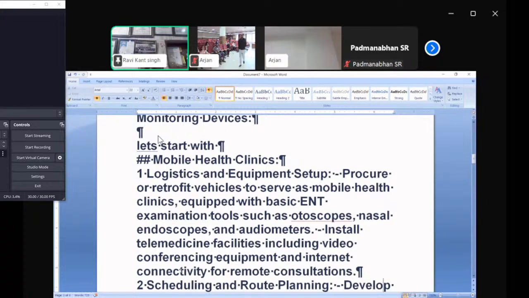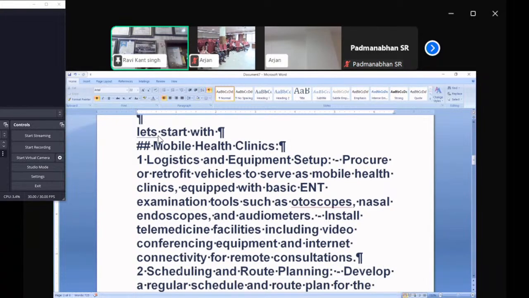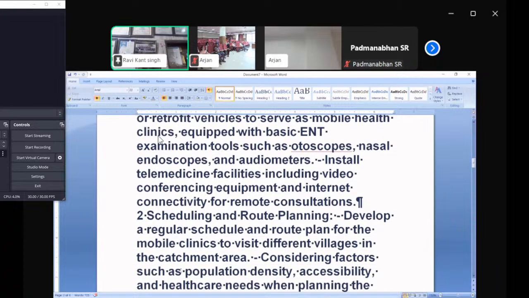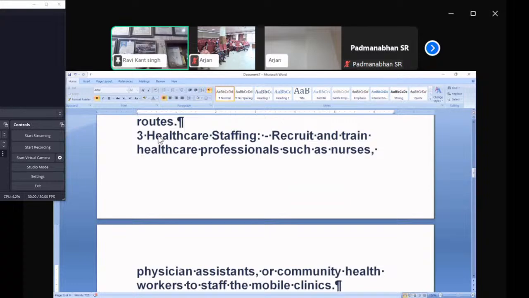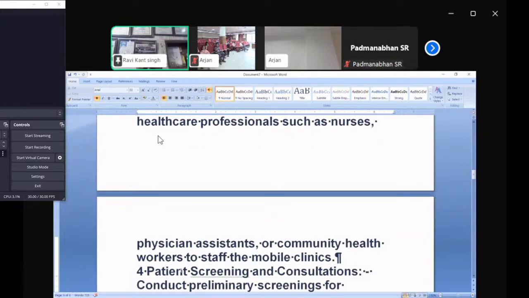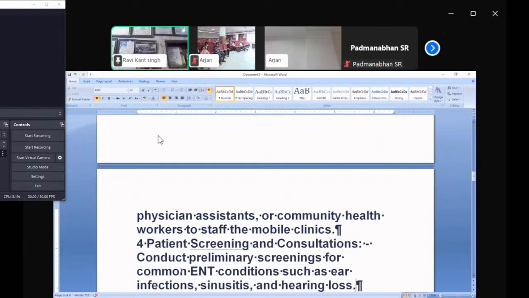We have installed telemedicine facilities including video conferencing equipment and internet connectivity for remote consultations. We do scheduling and planning for different villages depending on population density, accessibility and healthcare needs while we plan our routes. We do healthcare staffing, recruiting trained healthcare professionals such as nurses, physician assistants and community health workers to staff these mobile clinics.